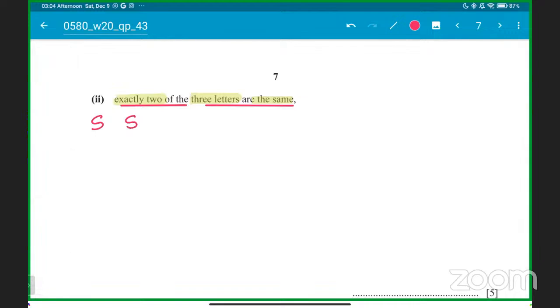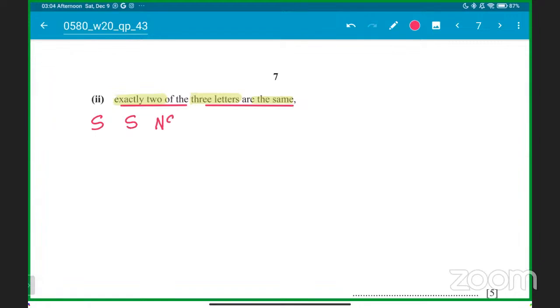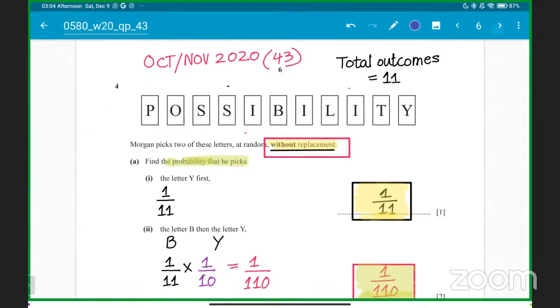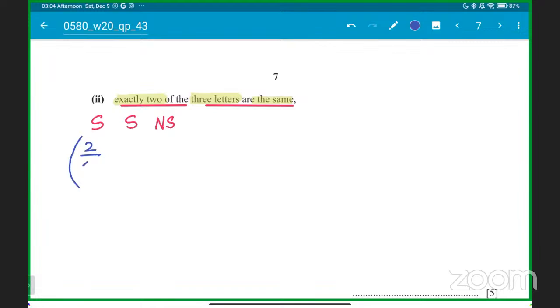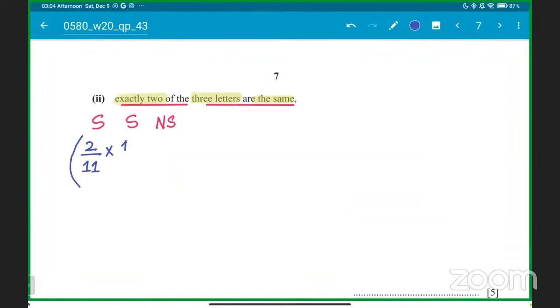So what we are going to do, let's write this, because if you do all of them together, it will take a lot of time. So it's better to write SS and not the S. So we call this SS and not the S. Let's start with it. If you are choosing the first S, it will be 2/11, right? And then if you are choosing the other S, it will be 1/10, right? This one is clear, right? Getting it, guys? Yes, sir.